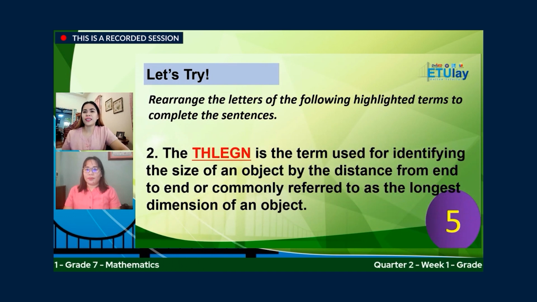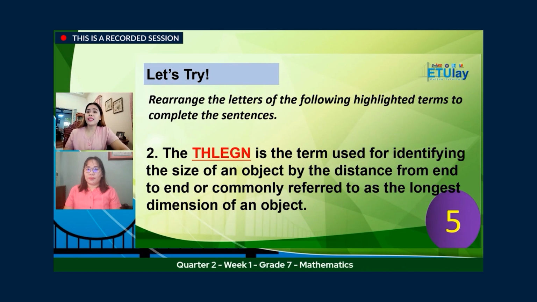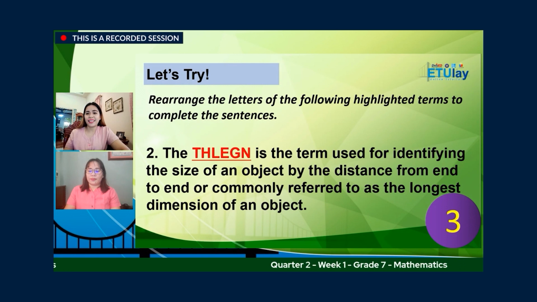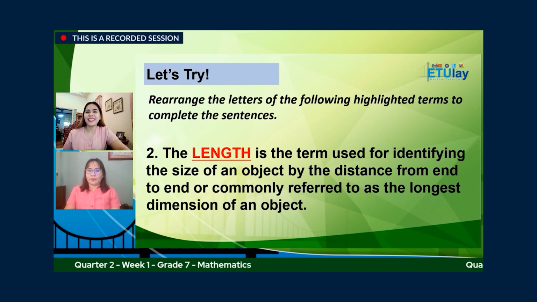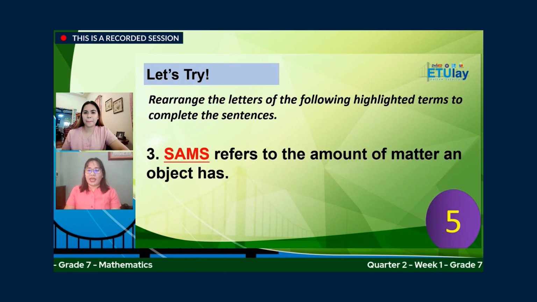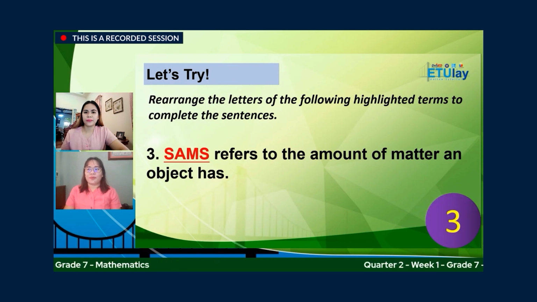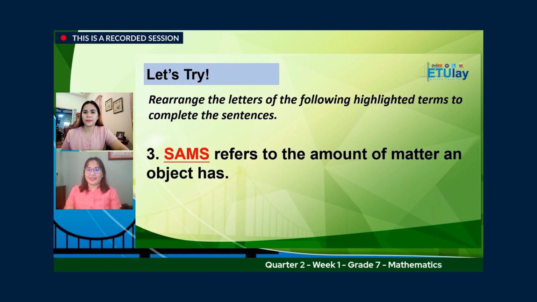Okay, number 2. The blank is the term used for identifying the size of an object by the distance from end to end, or commonly referred to as the longest dimension of an object. What is that? That would be the length. For number 3, blank refers to the amount of matter in an object. Yes, the answer is mass.